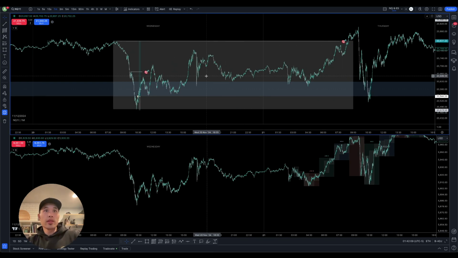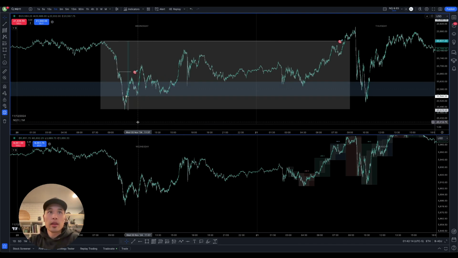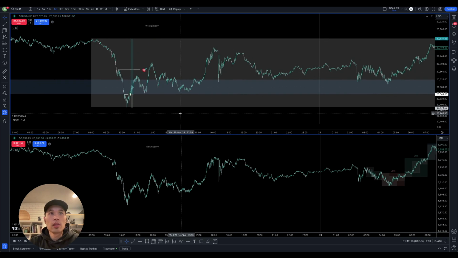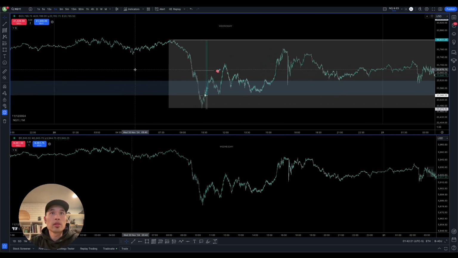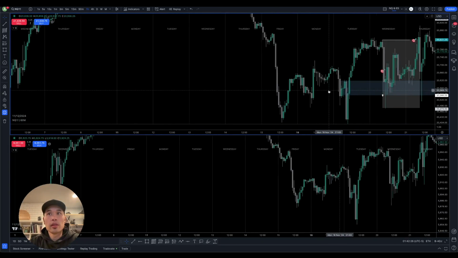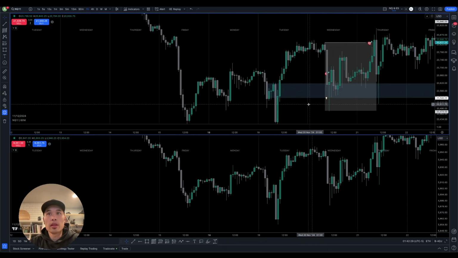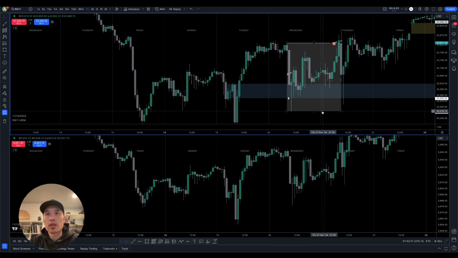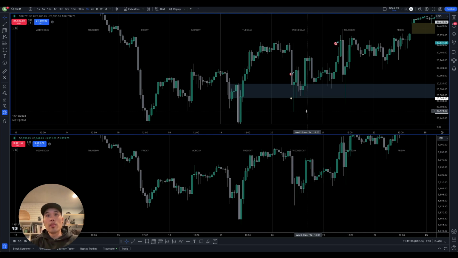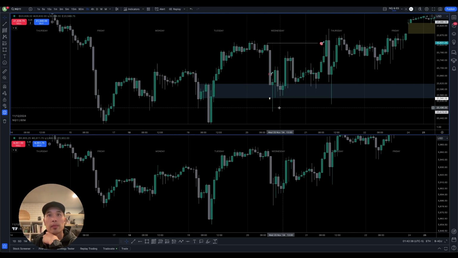So anyway, those are 3 examples of using 1 hour POIs or PD arrays as points of interest, and then framing your market maker buy or sell model on the 1 minute. I personally use 1 hour breakers, SIBIs and BISIs for value gaps, and then of course inversions. So that's what I use, and then I zoom down. So hopefully that gives you guys some context of how to trade market maker models on the 1 minute, and framing them up using the hourly time frame.